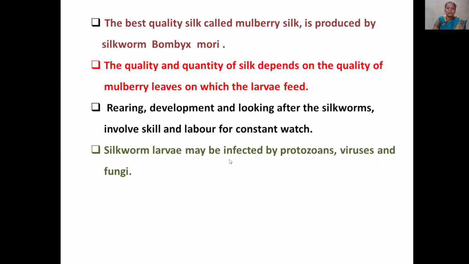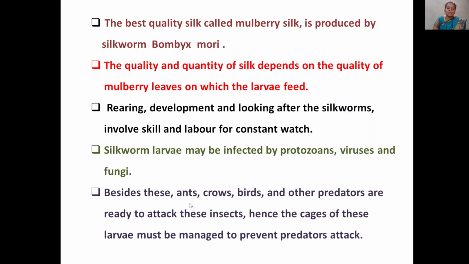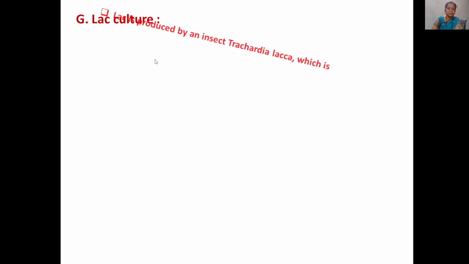Silkworm larvae may be infected by protozoans, viruses and fungi. Besides these, ants, crows, birds and other predators are ready to attack these insects. Hence, the cages of these larvae must be managed to prevent predator attack. Go to next slide. Next point is lac culture.